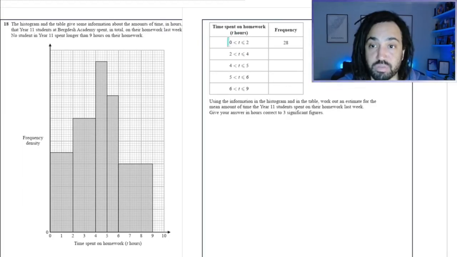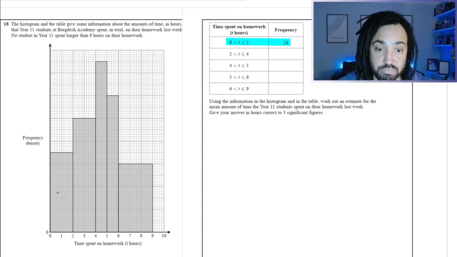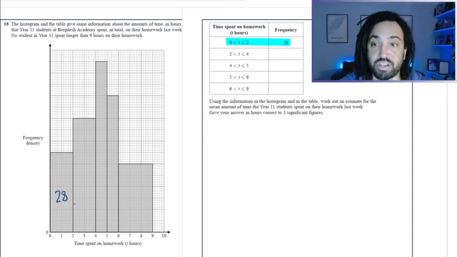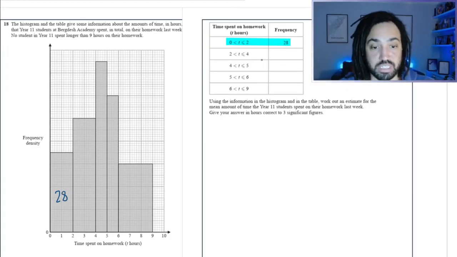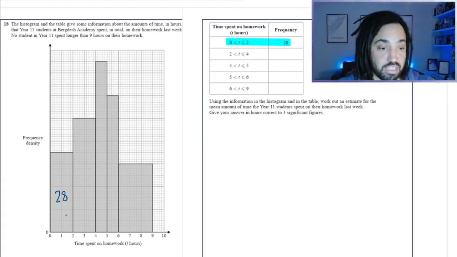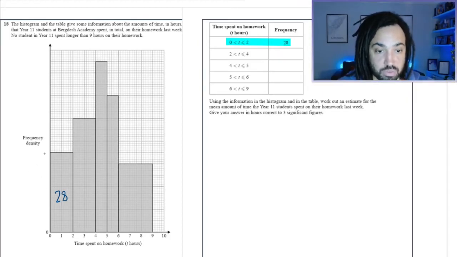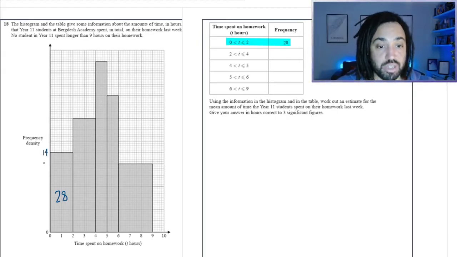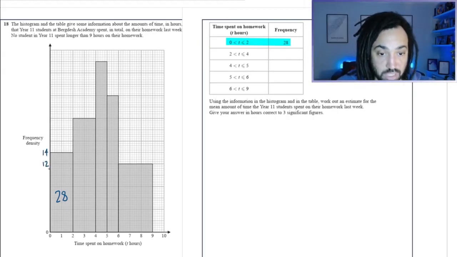Well, this one, we know all the stuff on the histogram, that's fine, but this is the only bit of information we have from the table, so we can write in here that this bar here has an area of 28 because it has a frequency of 28. So if that's the case, then because it has a width of 2, it must have a height of 14, because 2 times 14 is 28. So we know that's 14, and then we could just kind of work out that every box looks like it's going up in 2.